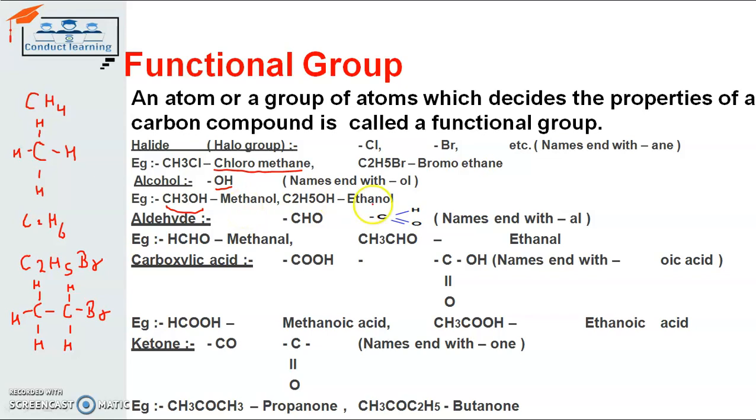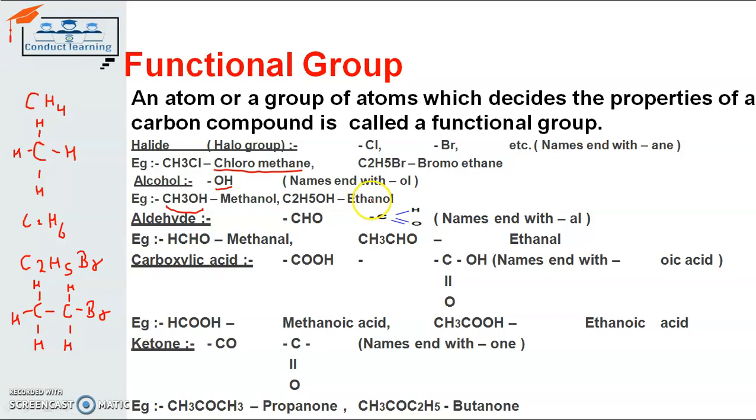The same example here is for ethanol. In ethane, the chemical formula is C2H6, but we add the functional group, so one of the hydrogen atoms of ethane is replaced with OH. The hydrogen atoms are 5, and there is one functional group OH, so the chemical formula becomes C2H5OH, and the chemical name becomes ethanol.